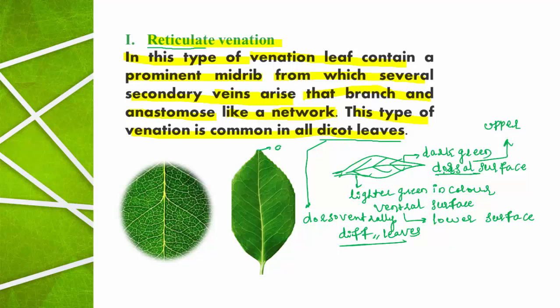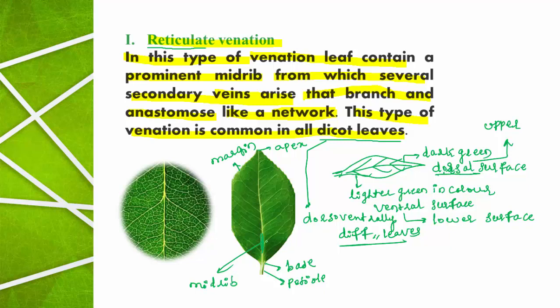This is called leaf apex or tip. The boundary is called leaf margin. This is leaf base, and the stalk of the leaf is called petiole. In the center of the leaf you can see a thick prominent structure. This middle structure, which is thicker in size, represents the midrib.